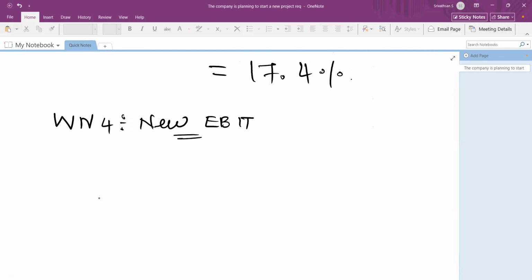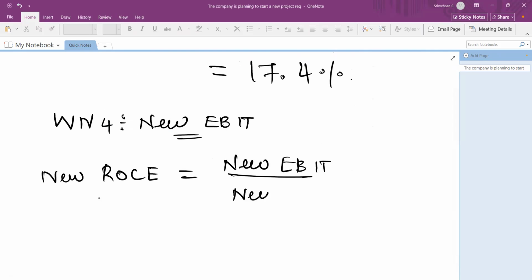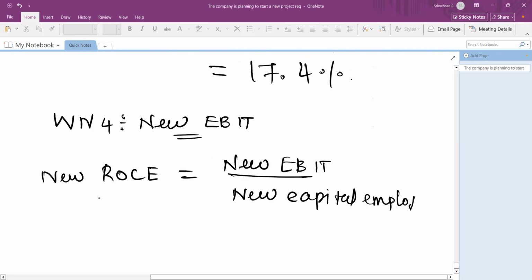So how can we calculate the new EBIT? We know that the new return on capital employed is equal to new EBIT divided by new capital employed. So what is the new return on capital employed? It is 17.4%. So the new EBIT is something which we don't know.